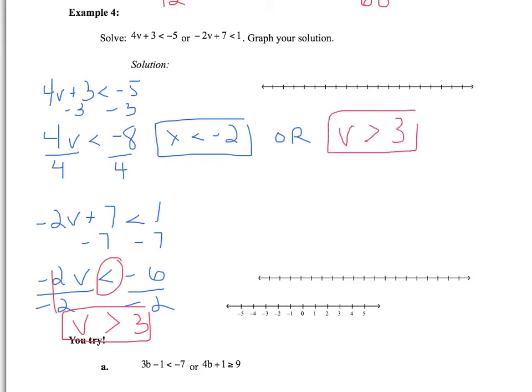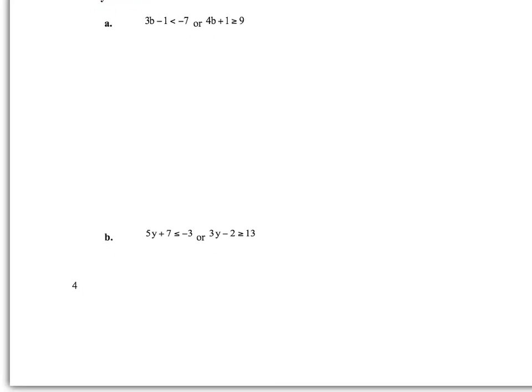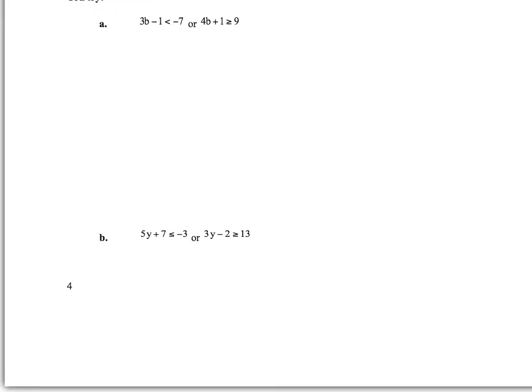Okay, so now graphing them both on the same line. 0, 1, 2, 3, and negative 2. Okay, so v is greater than 3, so I'm not including it. It's an open circle to the right. It's greater than 3. Or it's less than negative 2. Okay, so take a minute and pause the video and try these next two on your own.